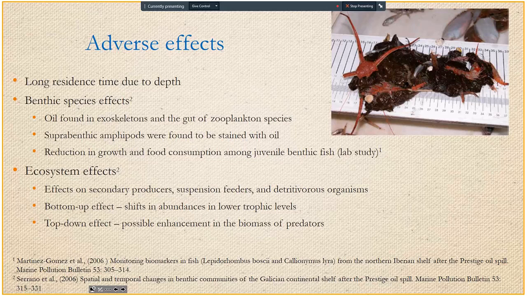On top of that, just to compound the situation a little more, a top-down effect is also occurring. So a fishing prohibition was put in at the time, and so the top-level predators were actually increasing in biomass. And, you know, it's coming from the top, it's coming from the bottom, and it's not a happy environment there.